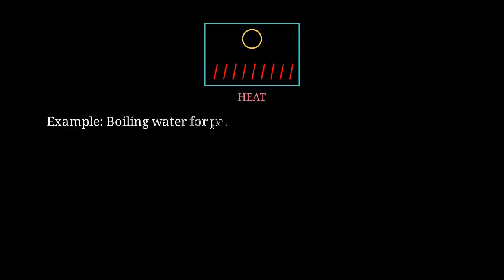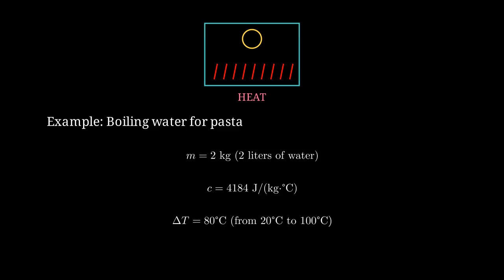Let's use a real example: boiling water for pasta. We have 2 kilograms of water, which is about 2 liters. The specific heat capacity of water is 4,184 joules per kilogram per degree Celsius. We want to heat it from room temperature, 20 degrees, to boiling at 100 degrees, so delta T is 80 degrees.